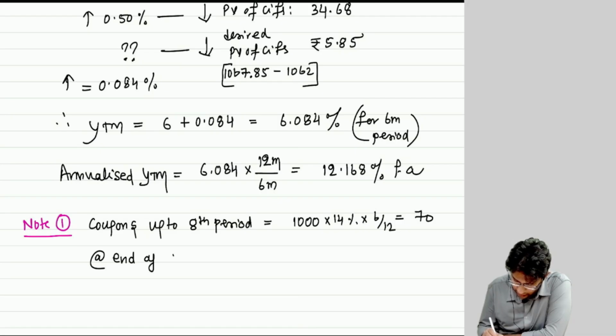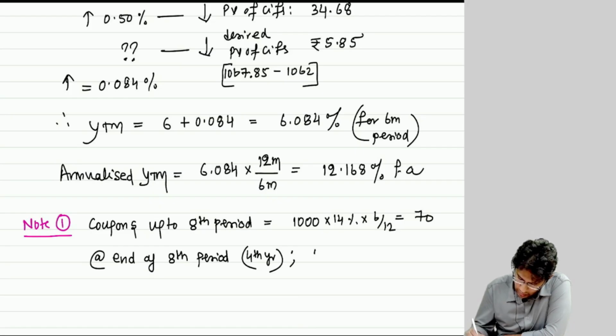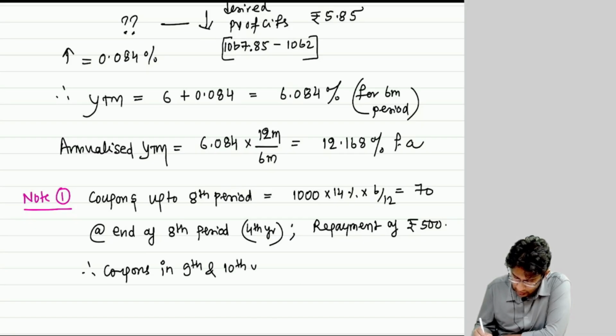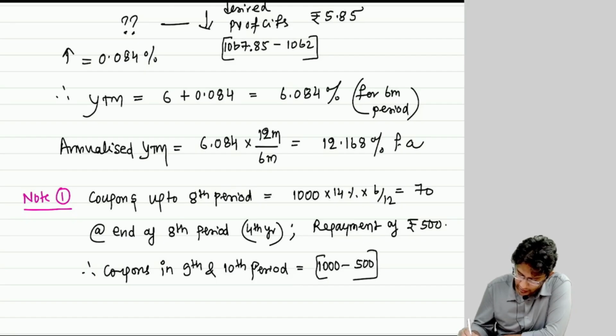At the end of the 8th period, which is nothing but the 4th year, there is a repayment of rupees 500. Therefore, coupons in the 9th and 10th period will be: out of the total face value 1000, 500 is repaid. On the remainder 500, 14% into 6 by 12. That is equal to rupees 35.